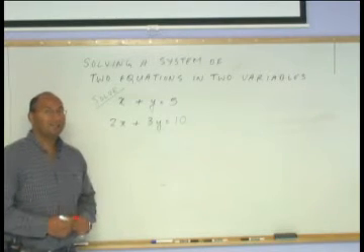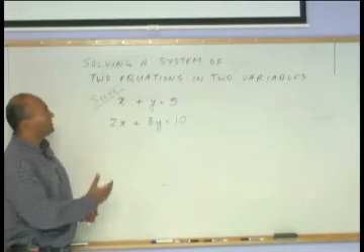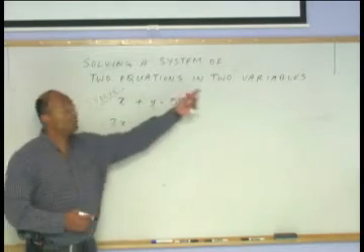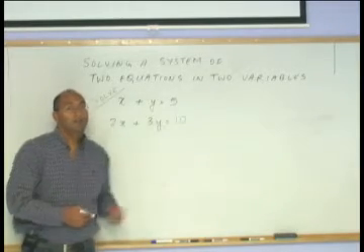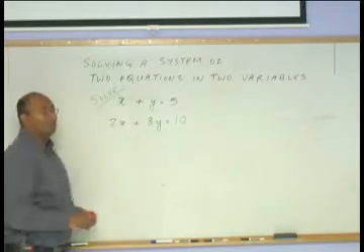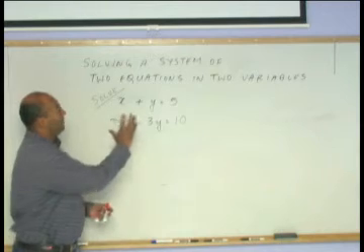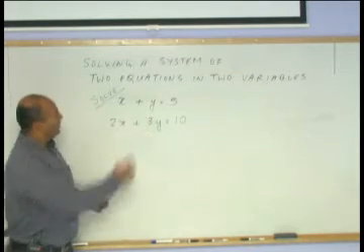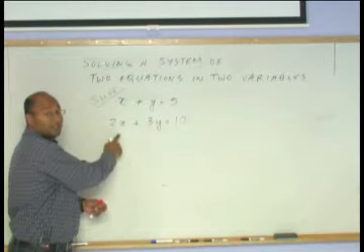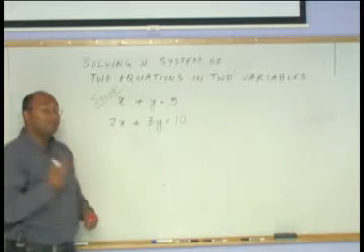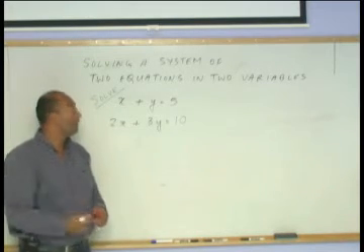In this section, we'll be learning about solving a system of two equations in two variables. And this is an example of a system of two equations in two variables. This is equation 1, and this is equation 2. We have two equations, and there are two variables. The variables are x and y.